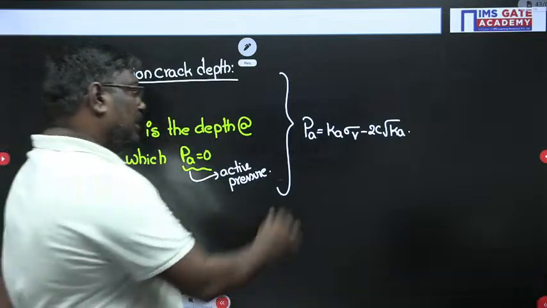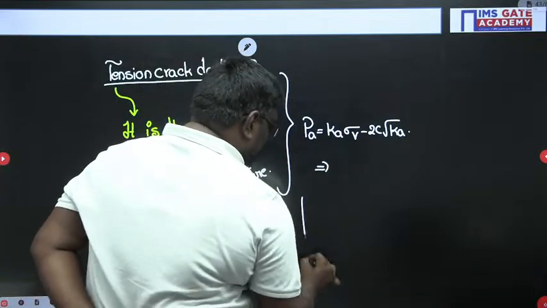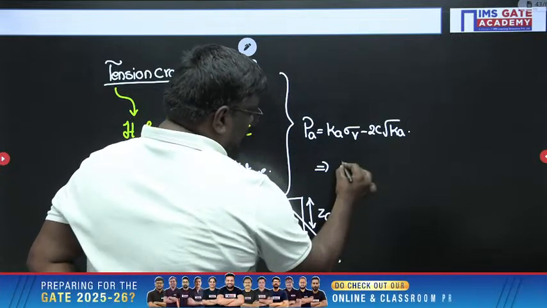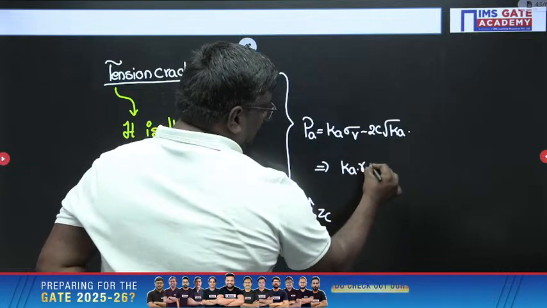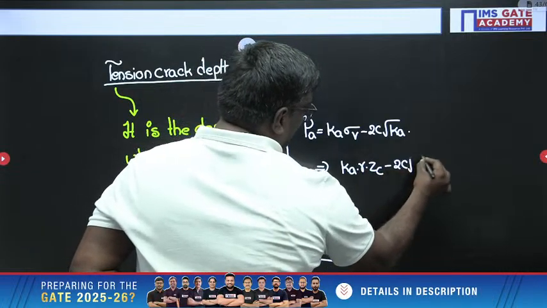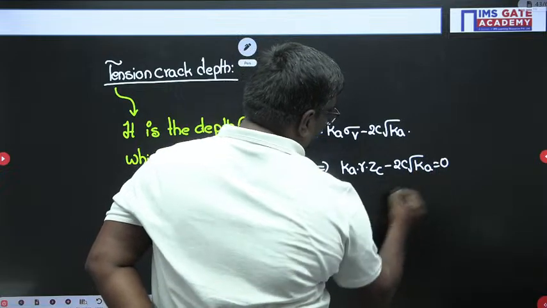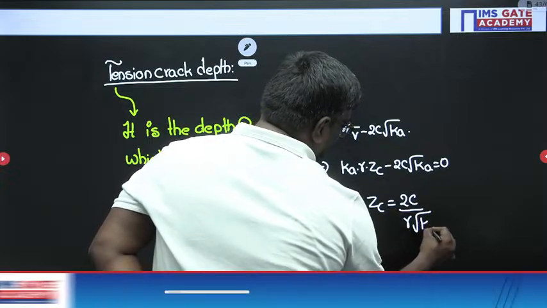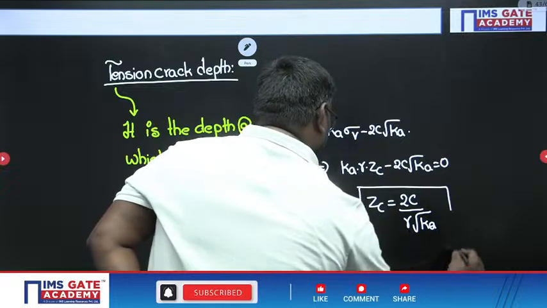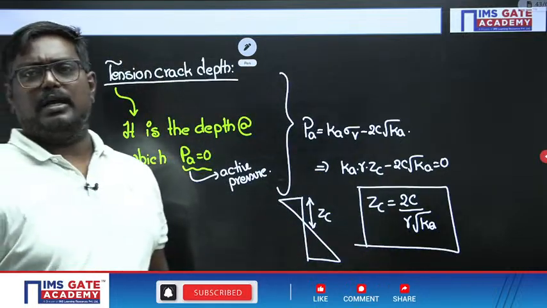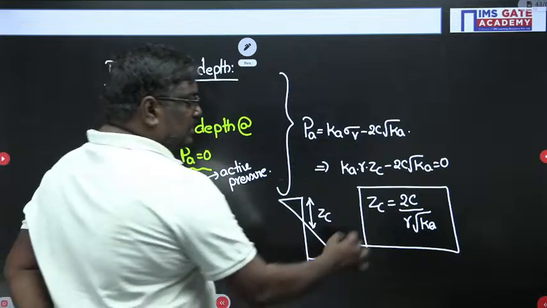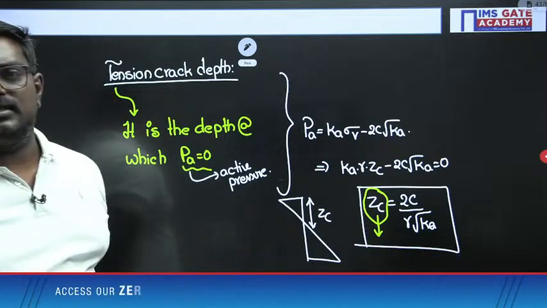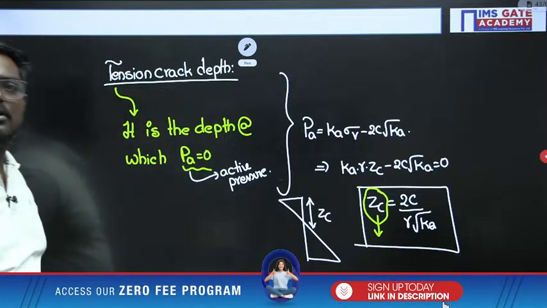Now see students, suppose the tension crack depth will be like this. This we call Zc. So we can write Ka into gamma Zc minus 2c root Ka equals 0. So Zc can be written as 2c by gamma root Ka. Am I correct or wrong? So what is Zc? Zc is nothing but the depth of tension crack.